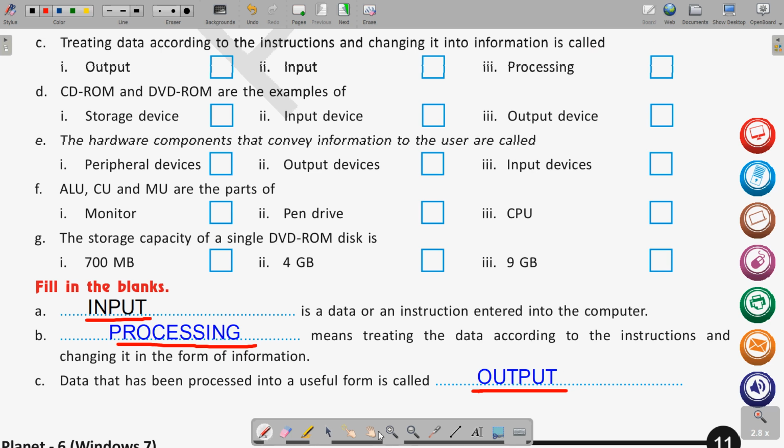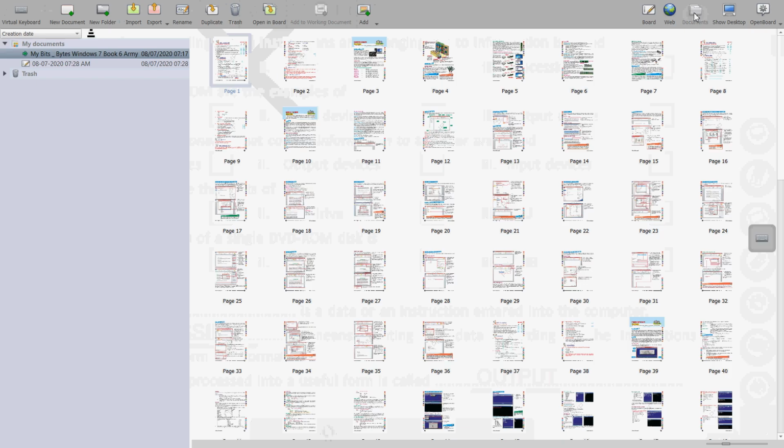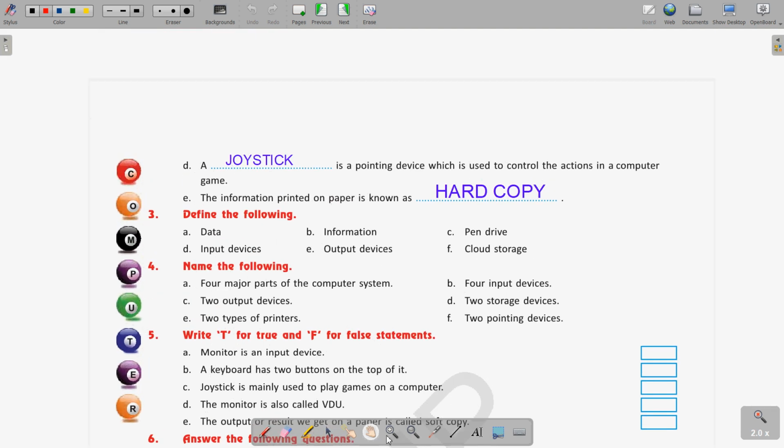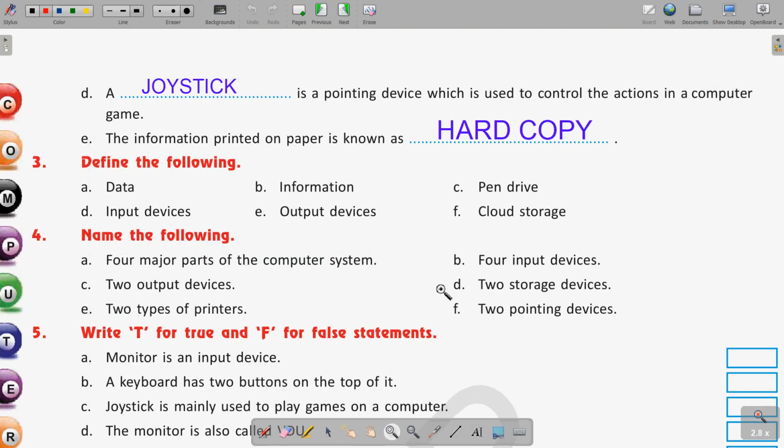Now the next question of the filling the blanks. Let us see. So the next question is, here it is, let me zoom for you. Here you can see the question: blank is a pointing device which is used to control the actions in a computer game. So here we have a clue that it is the input or pointing device which is used in games. For gaming operations, what do we use? The joystick.